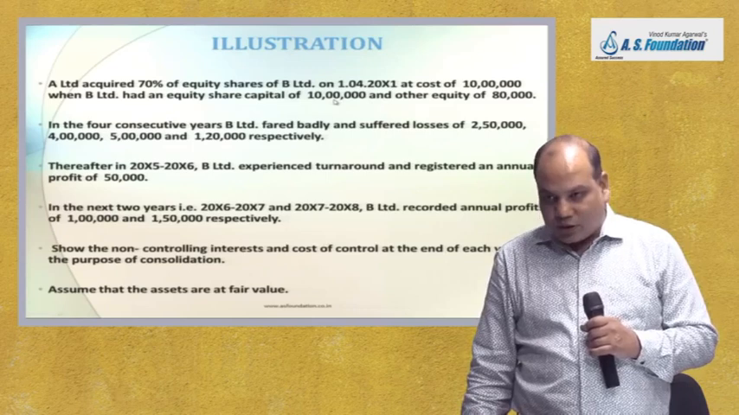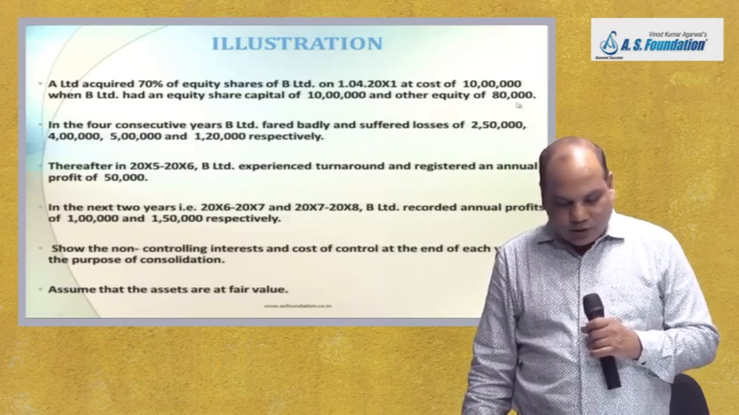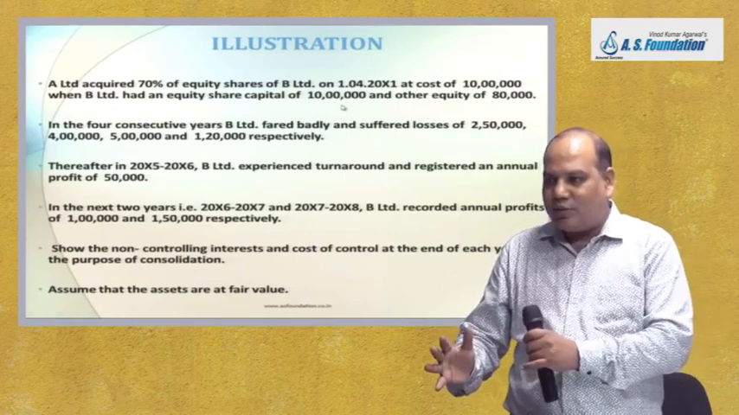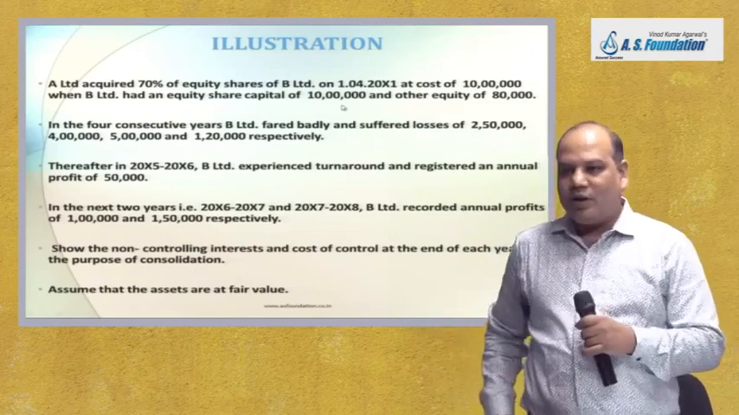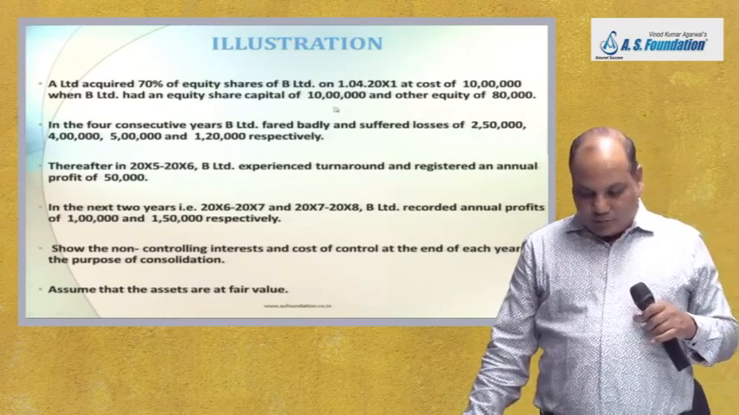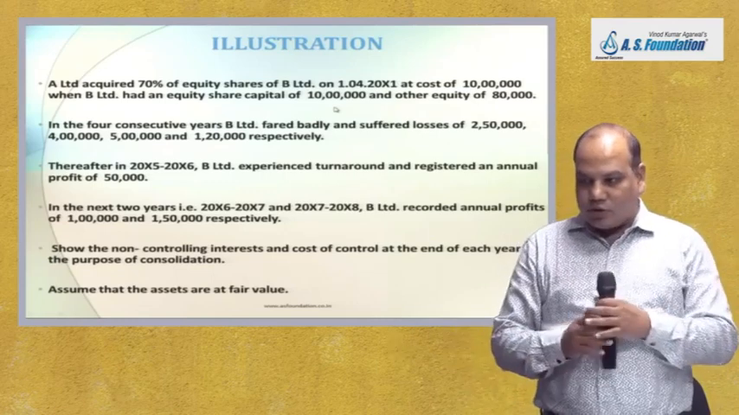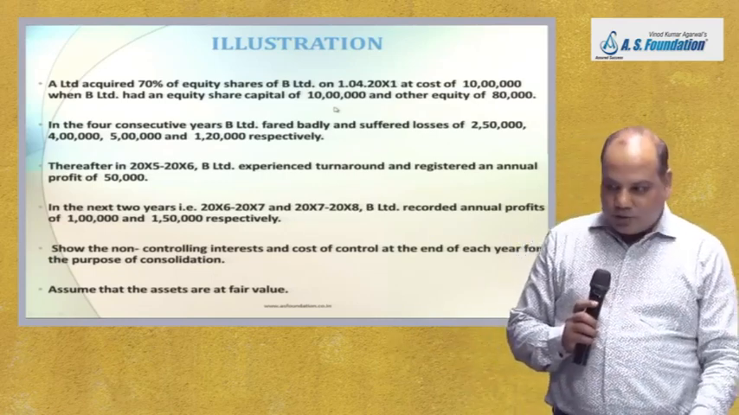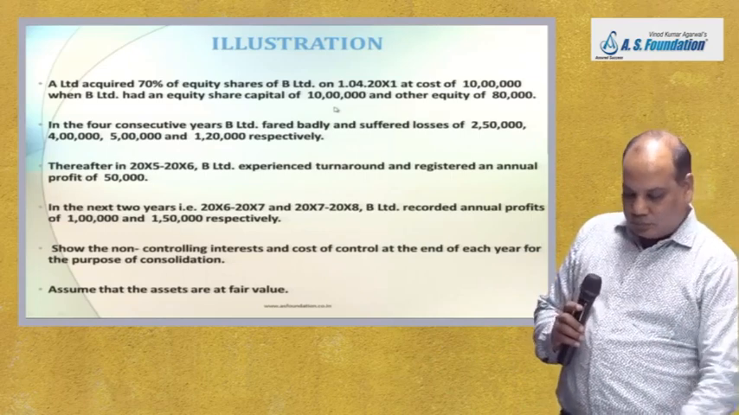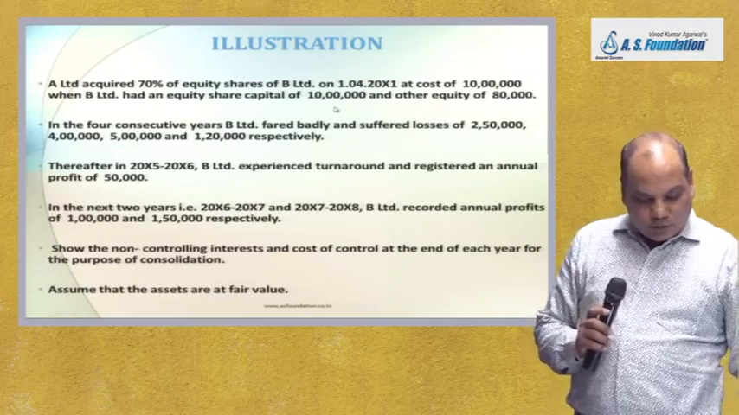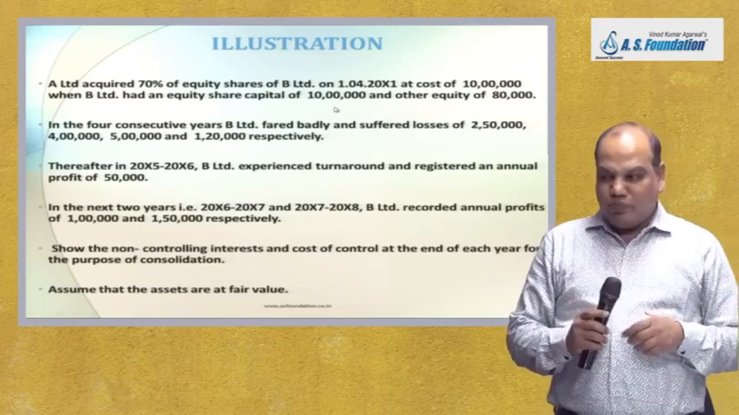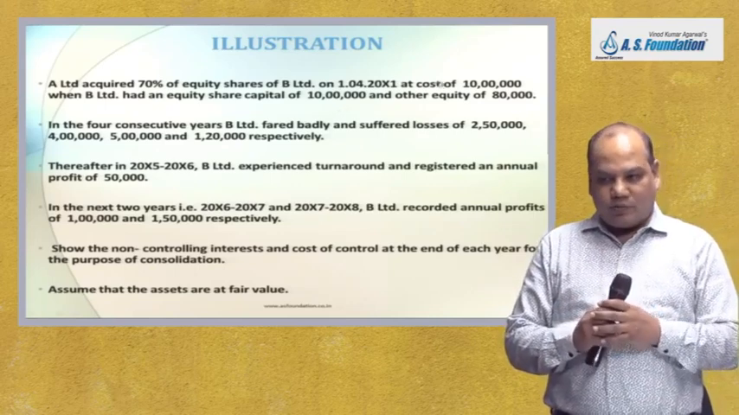Share capital is 10 lakh. Other equity is 80,000, which means if I apply share capital plus other equity route, my net asset is 10 lakh 80,000. Okay. So first you tell me, you will try how much is goodwill. How much is goodwill? Yes, come on, fast. How much is NCI on the date of acquisition?